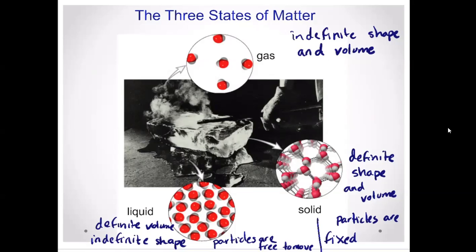Gases are very far apart from each other. They're moving around quickly, and so you can't really contain a gas unless you have it in a container. So gases will take the shape and volume of their container. And the particles are in constant random motion and are very far apart.